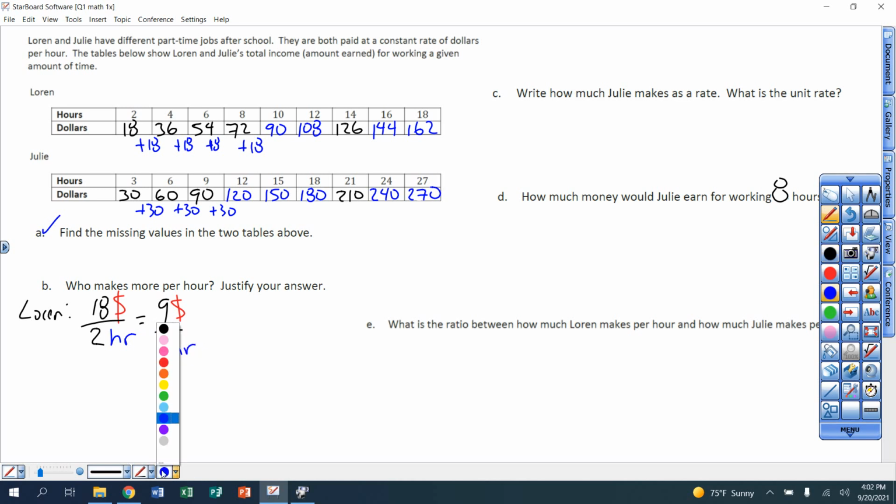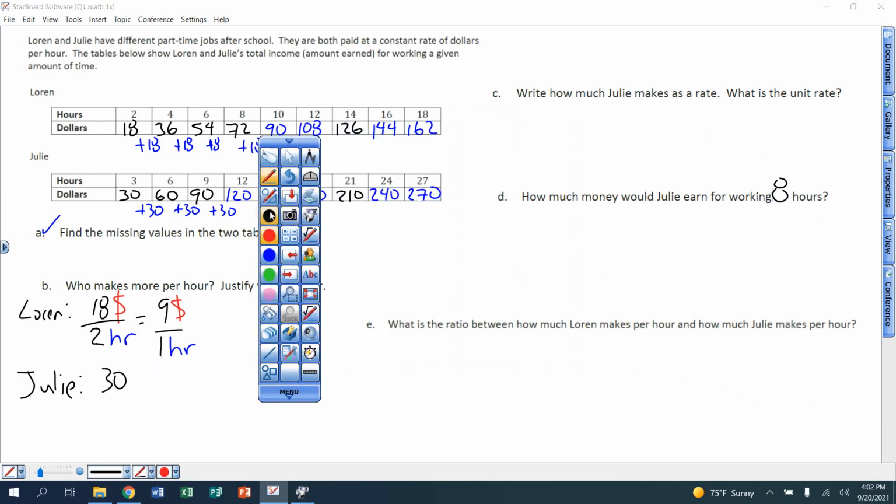If I take and find Julie's unit rate, the first word is blue. Blue. If I take $30, sorry about that, and I divide that by how many hours she's working, which is 3 hours, that will give me this one's unit rate, which is $10 for every 1 hour that she's working.